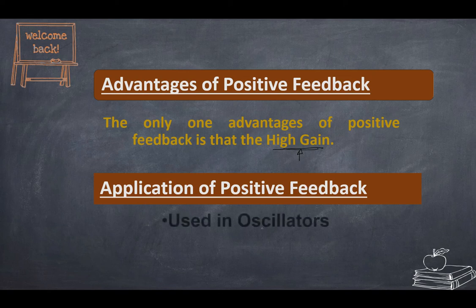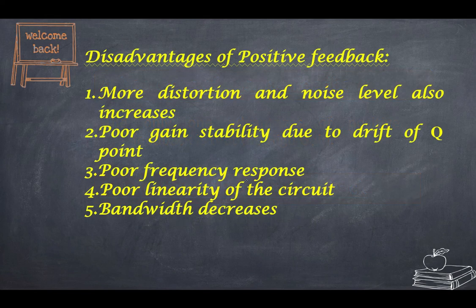As I said earlier, it is used in oscillators. What are the disadvantages then? Since the input keeps on increasing, noise is also being added up every time, which creates distortion. That means the noise level increases. Because it creates distortion, it has a poor gain stability. That is, a constant gain it wants to give, but continuously the gain will increase. Because of this, the Q point, the operating point, will also shift or drift.